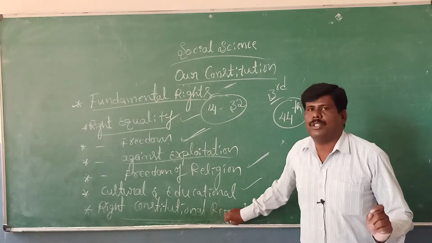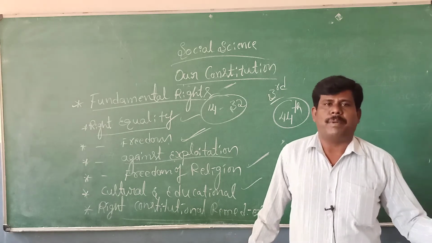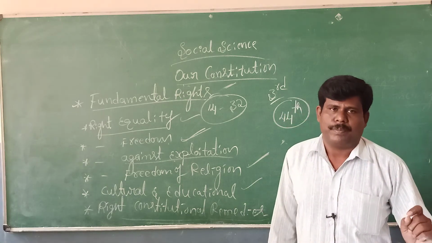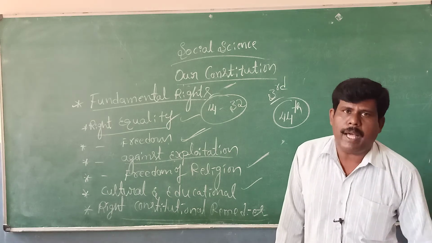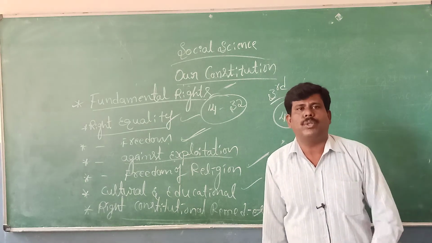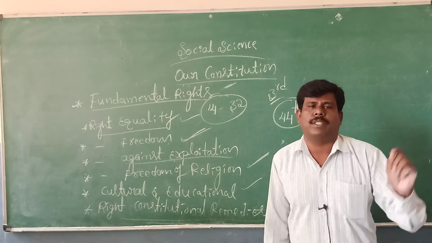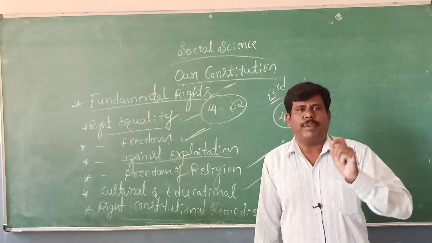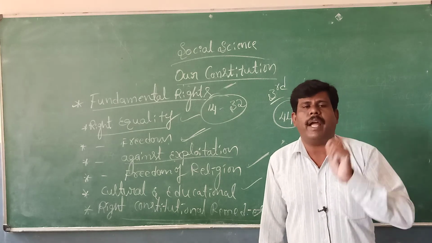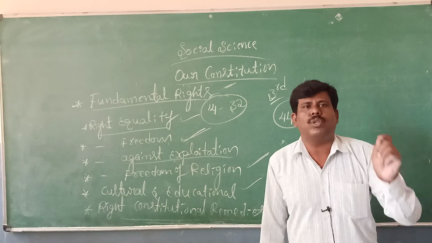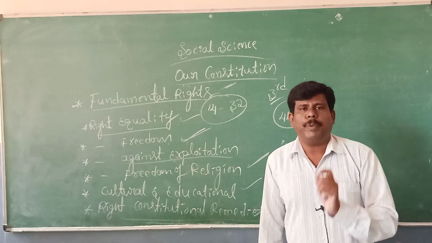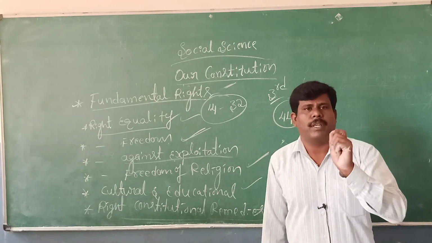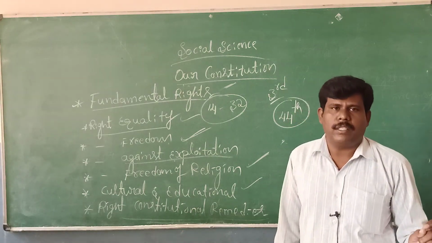Next, constitutional remedies, the right to constitutional remedies. This right is provided by our Constitution under Article 32. Dr. B.R. Ambedkar described Article 32 as the heart and soul of the Constitution. All the people of India have a right: if any person controls any rights or denies any rights, they can go to court against them. So the Supreme Court is the protector of our fundamental rights. Article 32 explains this right to constitutional remedies.